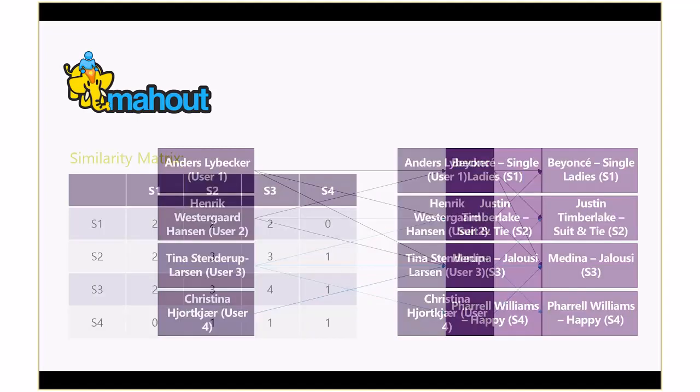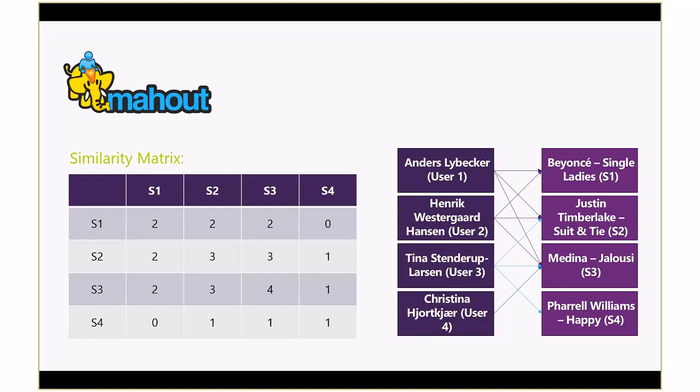If you take that and put that into a similarity matrix, you can do that by doing the following. You take a song, for example, song one, Single Ladies by Beyoncé. You then go back and ask how many users who listened to Single Ladies also listened to Suit and Tie by Justin Timberlake. That number is 2, and that's why you see the number 2 in the cell between S1 and S2 in the similarity matrix.